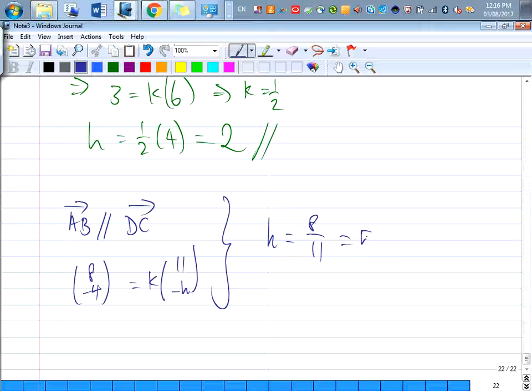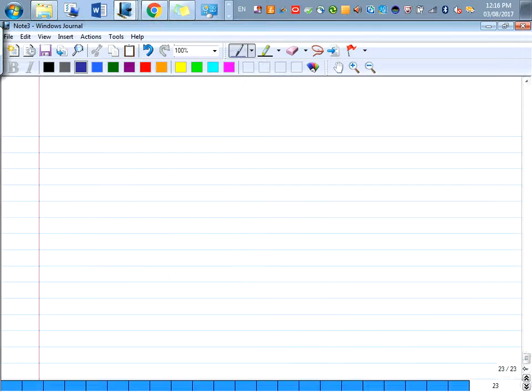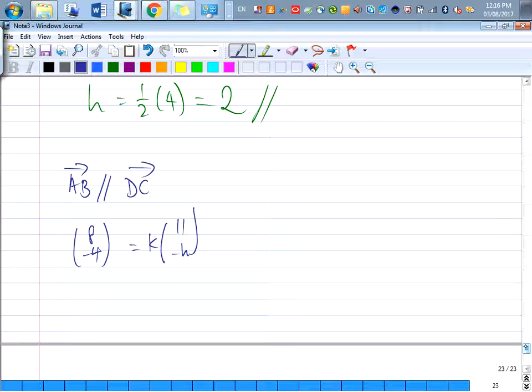Okay, let me do it step by step. I don't skip. So since they are parallel, 8 equals 11k. Therefore, k is equal to what?